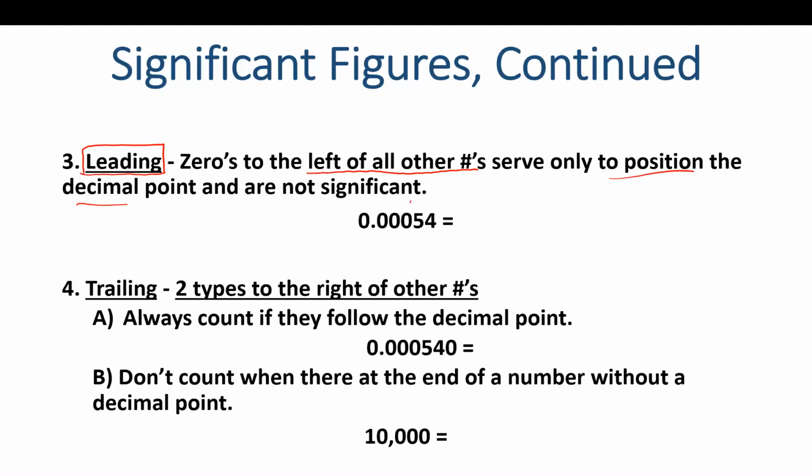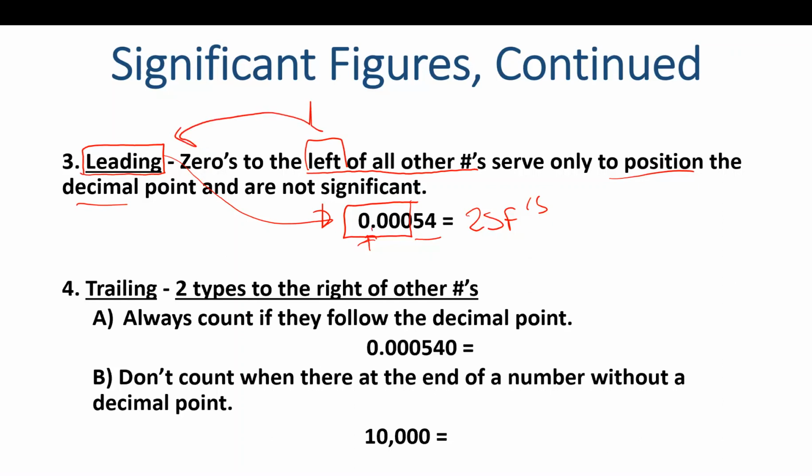So if you look in this particular example, right, these zeros are leading zeros. They're just used to put that decimal in the right place, placement value. So in this particular number, there's only 2 sig figs. Why? The 5 and the 4 are non-zero digits. They count as sig figs. The numbers to the left are the leading zeros, and they don't count.